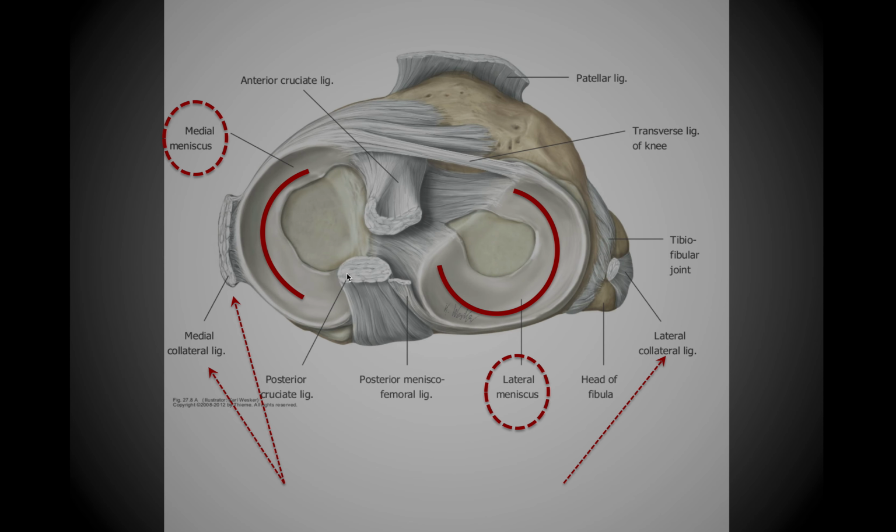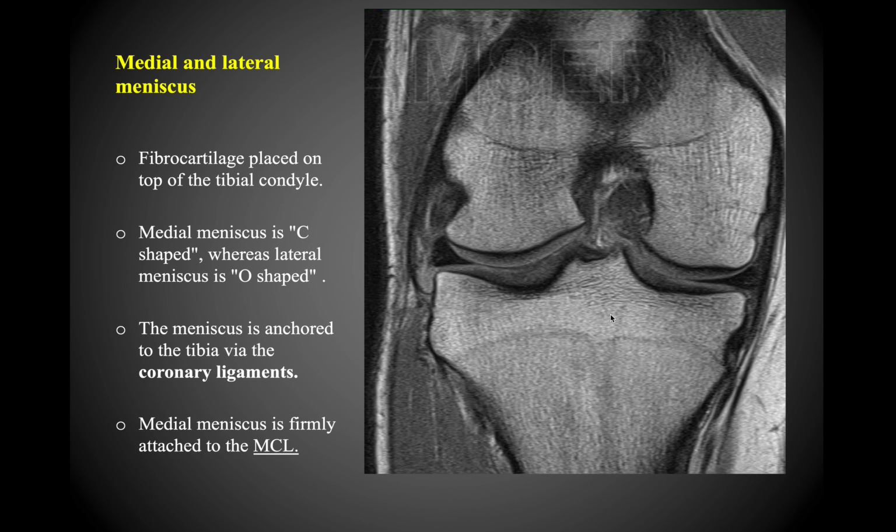You can also see the cut surface of the PCL and ACL in this image, as well as one of the menisco ligaments, in this case known as the transverse ligament of the knee, that's attaching the medial and lateral menisci to each other. Here are some additional coronary ligaments. There are some fibers coming down off of the medial meniscus here, helping to anchor it to the tibia as well. And then finally, you can see the medial and lateral collateral ligaments in this image as well.